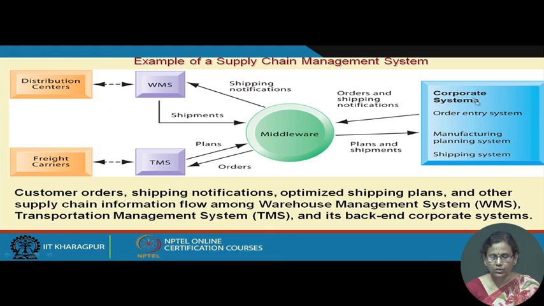Though your ERP system has the components for order entry, manufacturing planning system and shipping system, actually these are the interfaces through which you receive the data from the external TMS and WMS systems. So, from your ordering system, you get order and shipping notifications, and those details are going to your warehouse management system, which gives the corresponding detail to your distribution system, and it sends you the shipment plan. Then this shipment plan along with the orders is sent to your transportation management system, which in turn connects with your freight carriers.